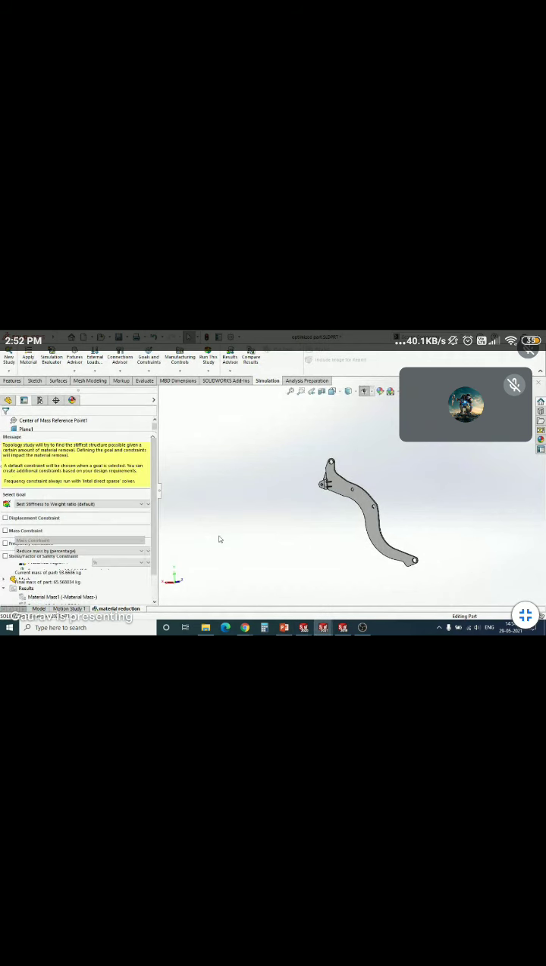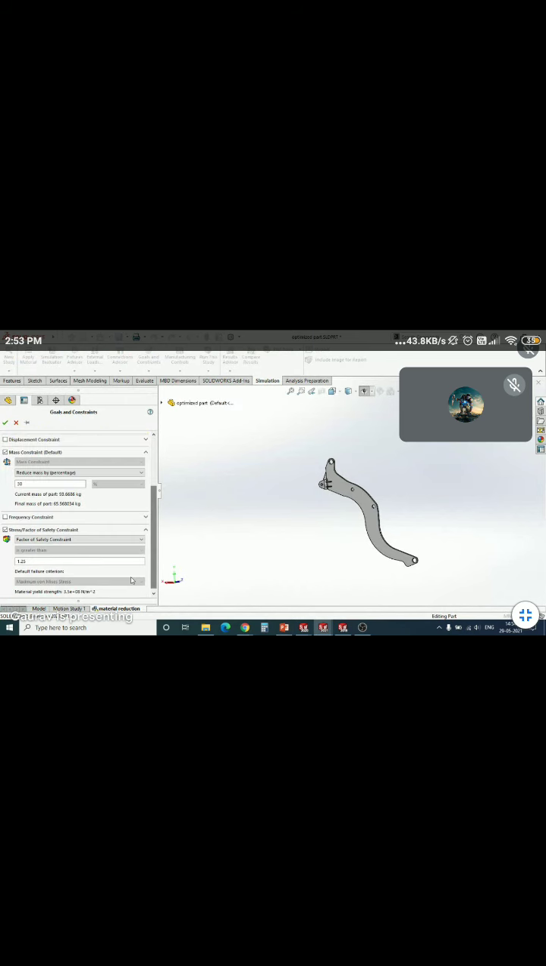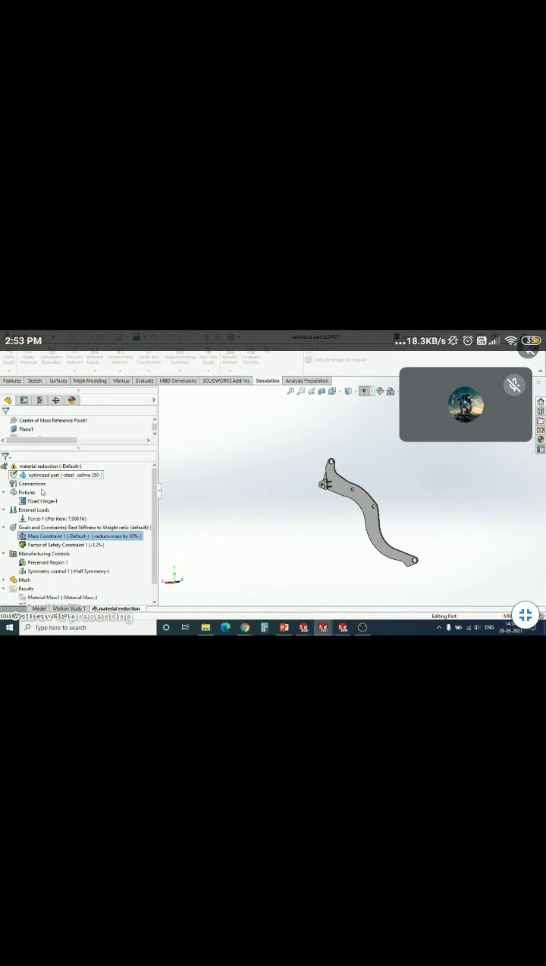and show you a few more settings like mass reduction. Also, what I specified, the factor of safety should be greater than 1.25. If I specify here that the factor of safety should be greater than 2, accordingly it will reduce the mass, correct? But I have specified 1.25. So you can specify the values according to your need. And keeping in mind these values, it will show you the results. Correct?